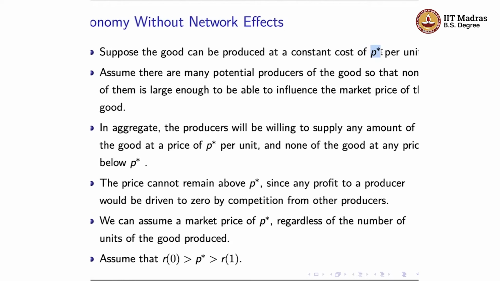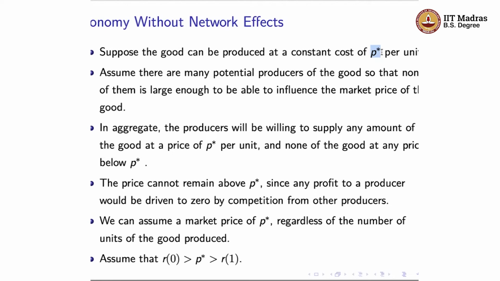So assume that there are many potential producers of the good, so that none of them are large enough to be able to influence the market price of the good. We'll see how you can relax this assumption later on. But for now, none of the producers are big enough. So they take this P star as given and they decide how much to produce at that value of P star, right? Okay, so what does it mean when we add up all the producers?